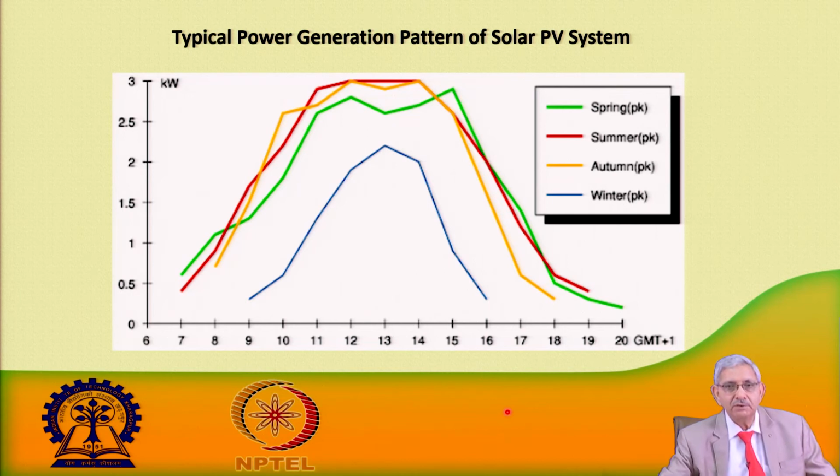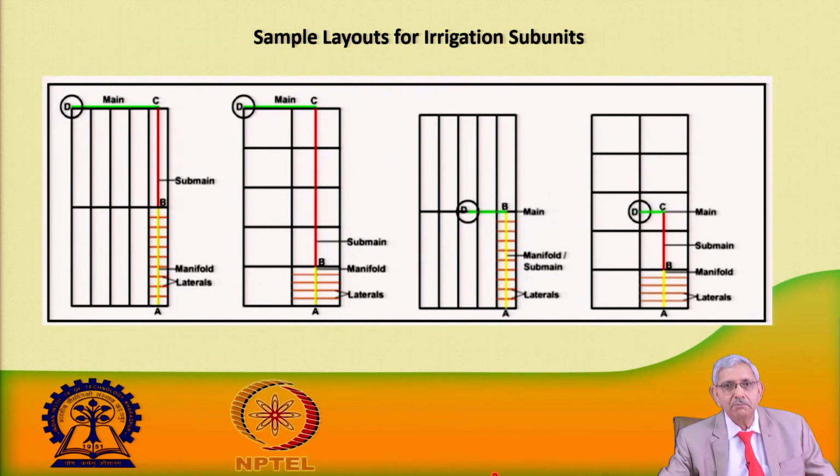So, solar insolation varies. So, power availability will also vary, and pump discharge will vary. That is where the important part is: how to match this varying solar intensity with the pump part.